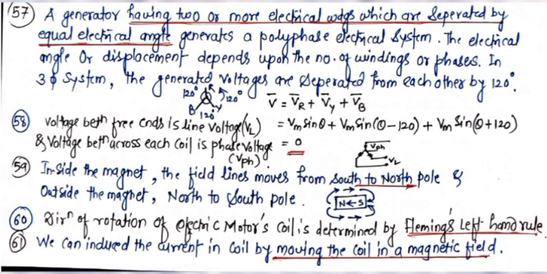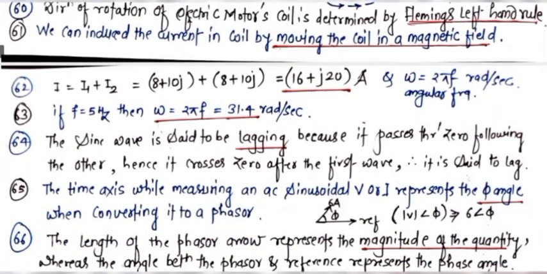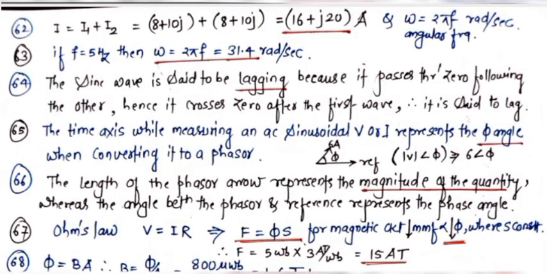Inside a magnet, the field lines move from south to north pole, and outside the magnet from north to south pole. The direction of rotation of an electric motor's coil is determined by Fleming's left hand rule. We can induce current in a coil by moving the coil in a magnetic field. We can have addition and subtraction in the rectangular form directly, and angular frequency, that is omega, is equal to 2 pi f radians per second. So here the angular frequency is 31.4 radians per second.